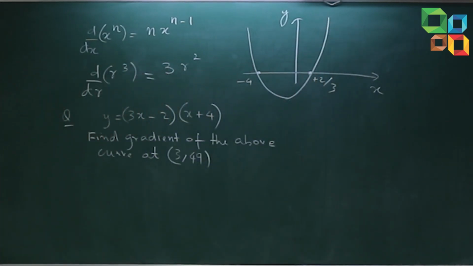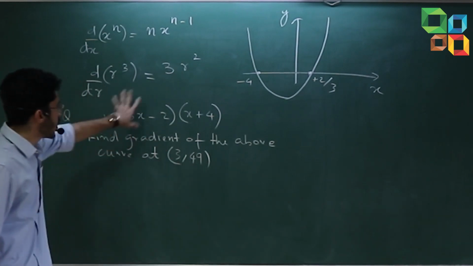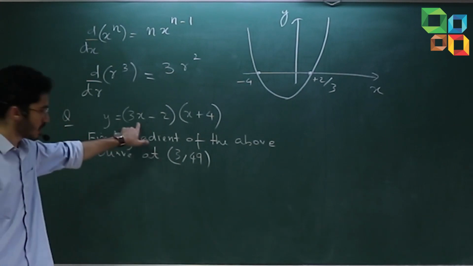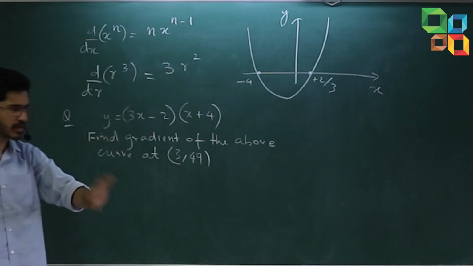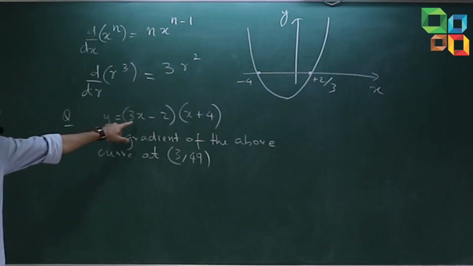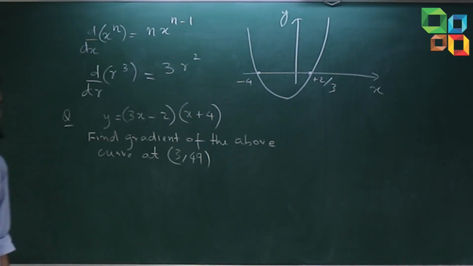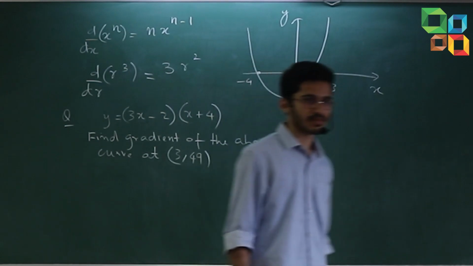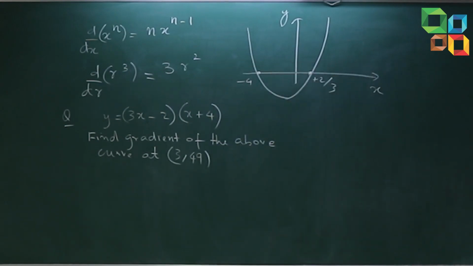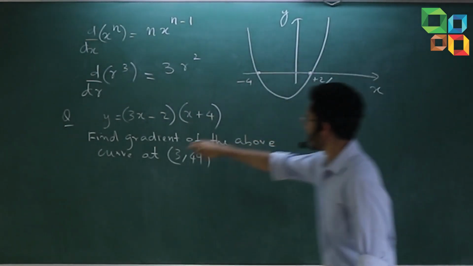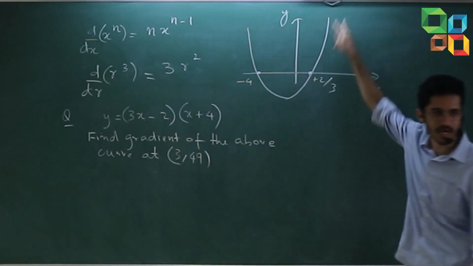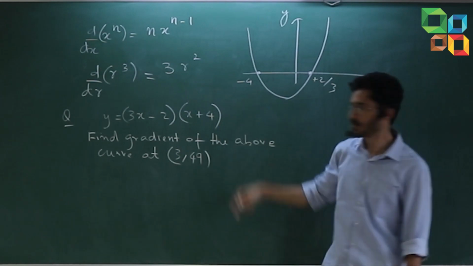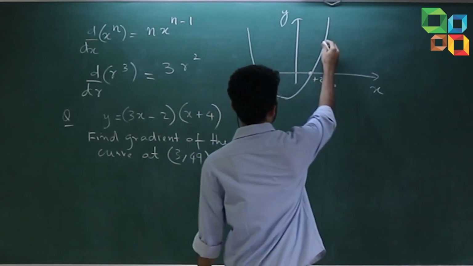Okay. Now (3, 49) is a point on this parabola. Check it out. Put x equal to 3. What do you get? You do not have to write. Just put x equal to 3 here and see what you get. (49), right? So do you see that (3, 49) must lie on this parabola because it's a point that satisfies this equation? So (3, 49) will be somewhere over here.